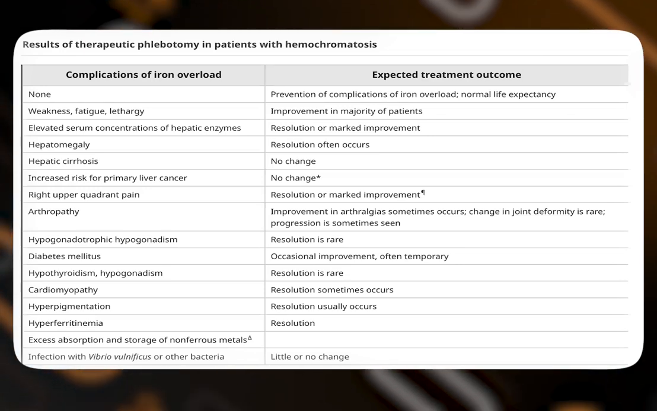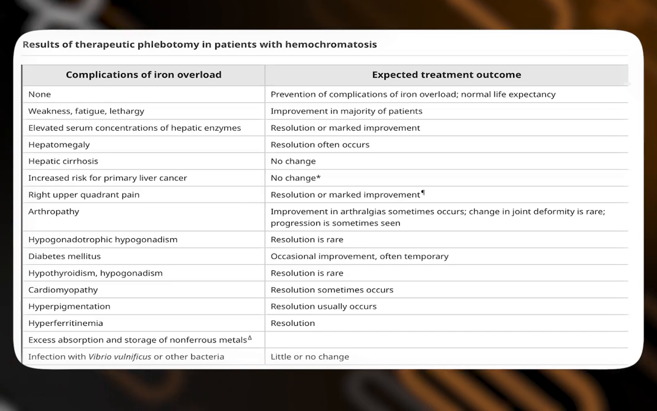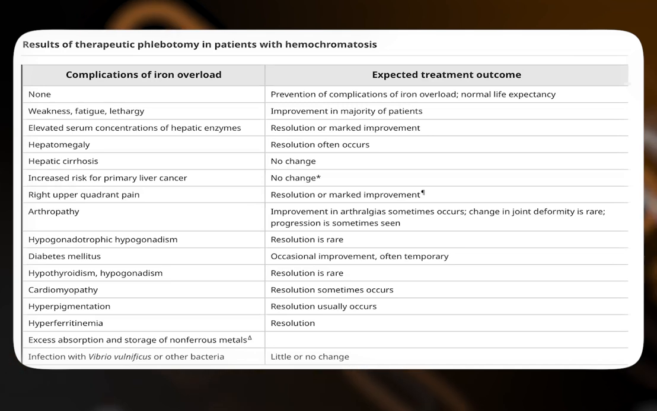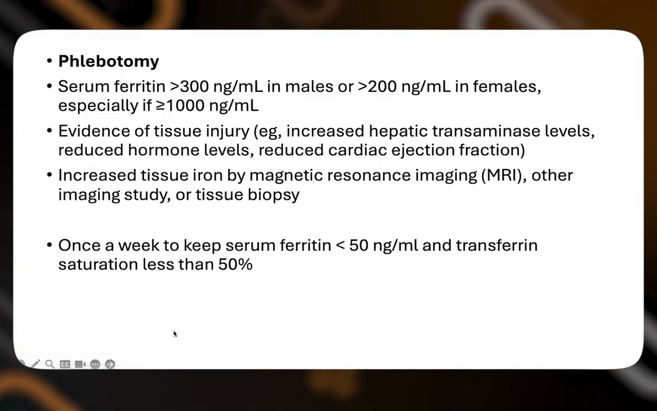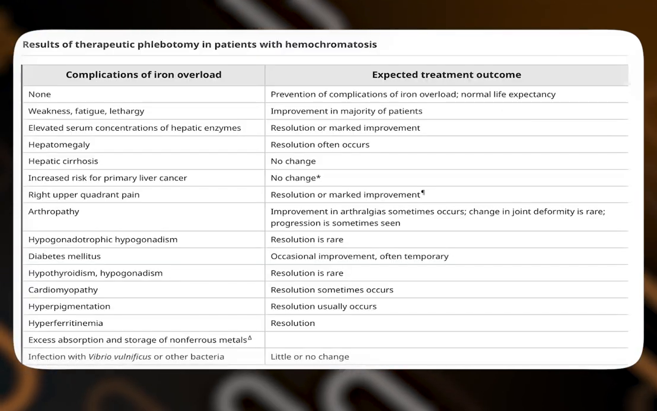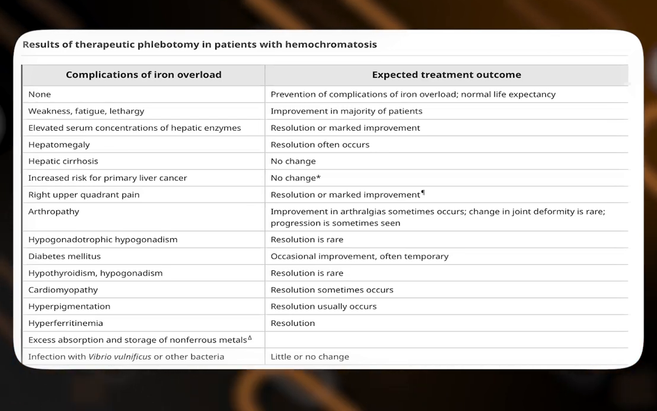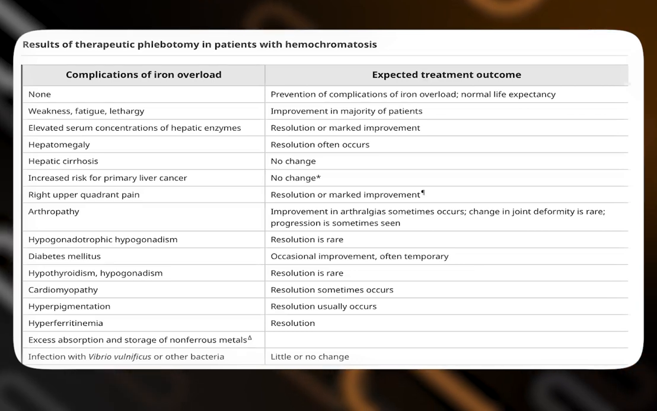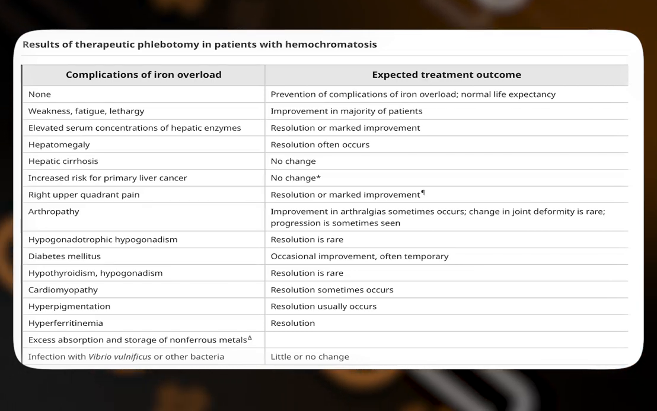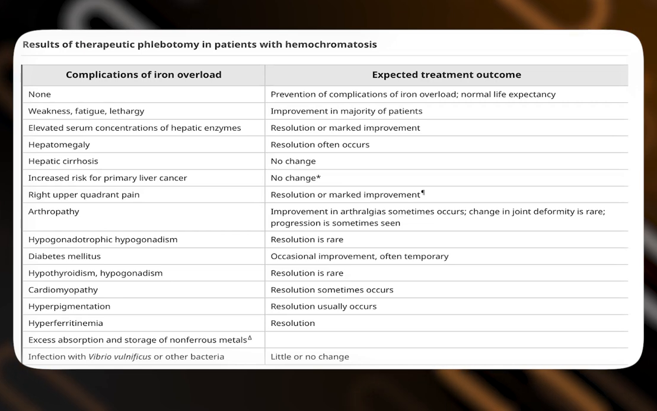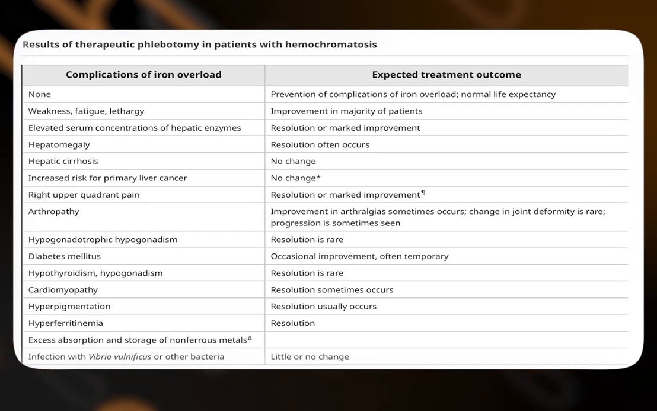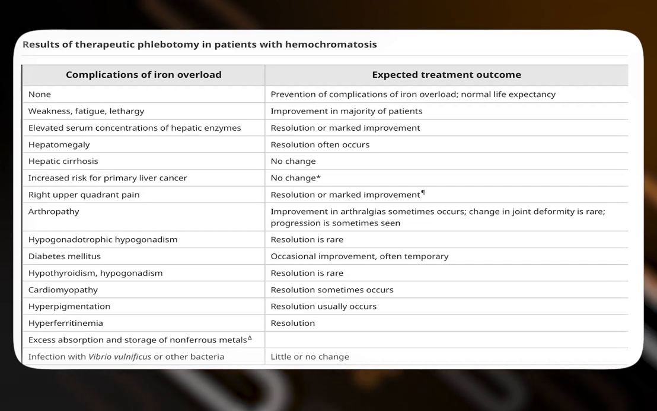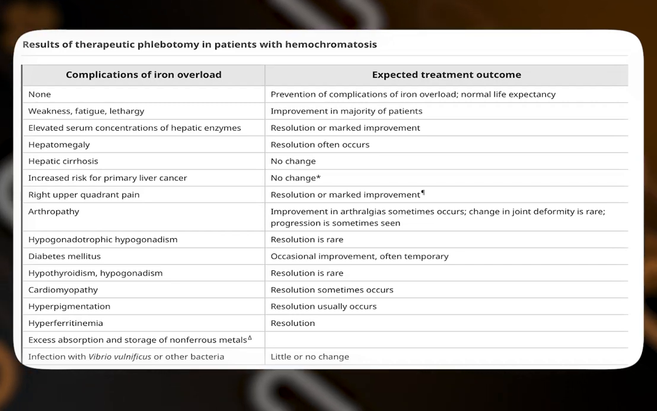Arthropathy, there's hardly any improvement after starting the treatment. Hypogonadism, again, resolution is very rare. Diabetes may have some improvement, but it is temporary. Hypothyroidism, there is no resolution. Cardiomyopathy, some benefit occurs, but not complete. Hyperpigmentation, also some resolution, not completely. Hyperferritinemia, of course, we are doing phlebotomy, so it will be resolved. And infection with certain bacteria, there is still a high risk of infection; that also doesn't get resolved.